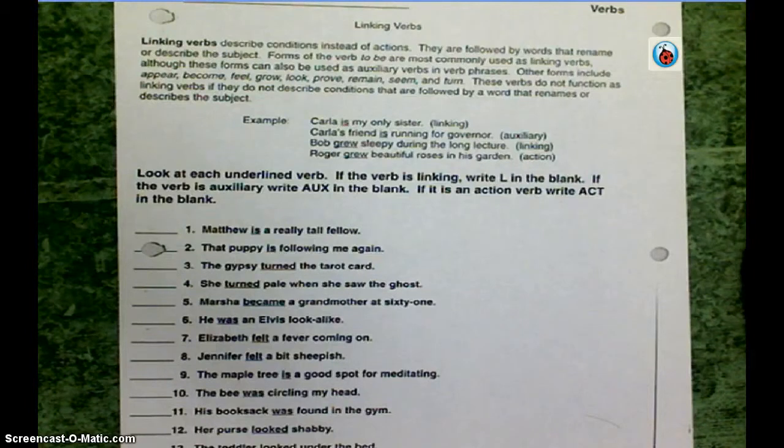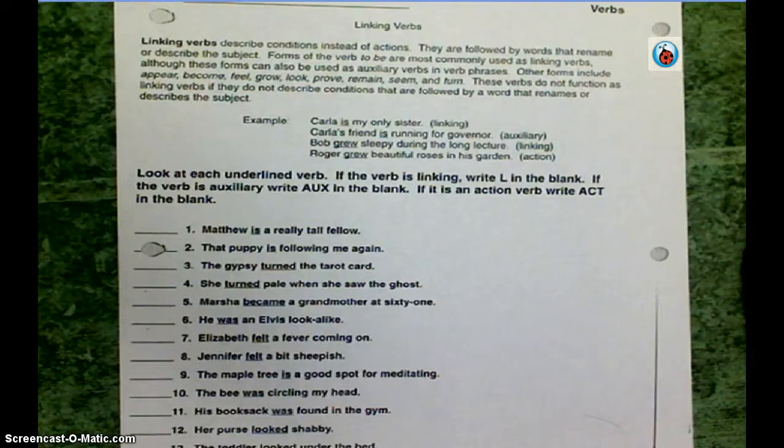We've done action verbs, we've done auxiliary verbs, and now we're going to do linking verbs, because sometimes we are not going to have an action in our sentence. It's going to be a link instead. Hence, linking verbs. This is page 22 in your grammar packet, so go ahead and pause your video and get that out so that we can be ready to begin.